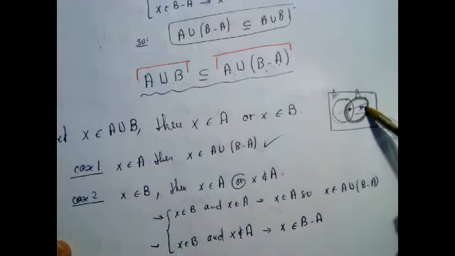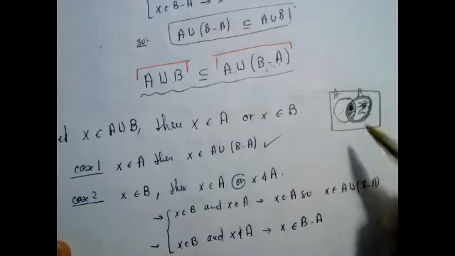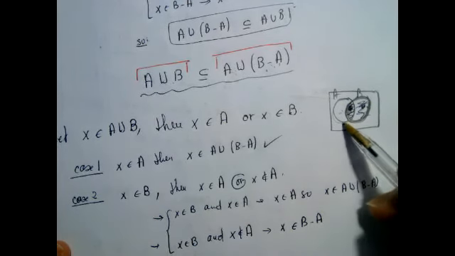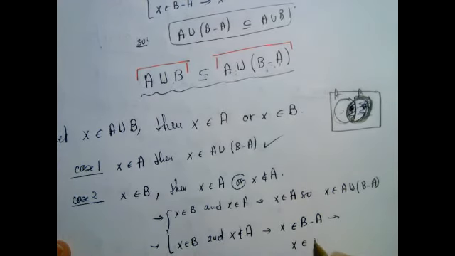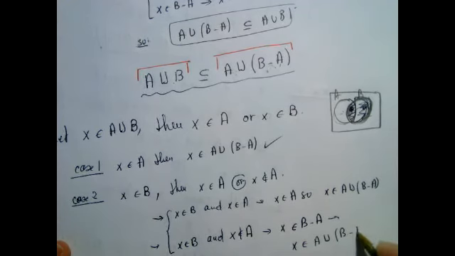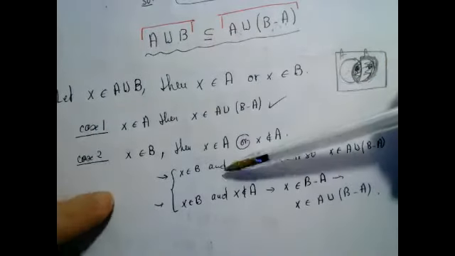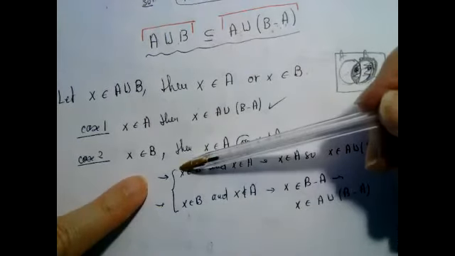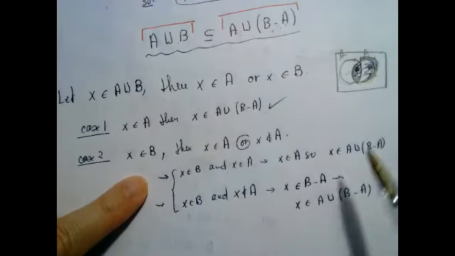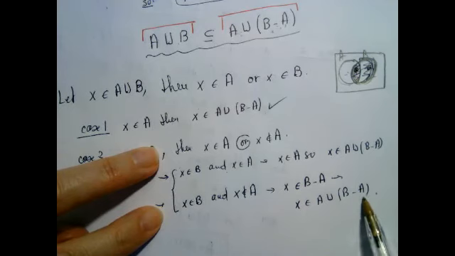So I took an X in B and I said, okay, if it's in B, either it's in A or not in A. If it's in A, it's in A union B minus A. If it's not in A, it means it's in this piece. So it means X is in A union B minus A. So regardless of what my X is, whether it's in A or in B, if it's in A, it has to be in A union anything. If it's in B, okay, I ran into a problem. I need to get to B minus A. I cannot get to B minus A, since if it's in B, it's not necessarily in B minus A.